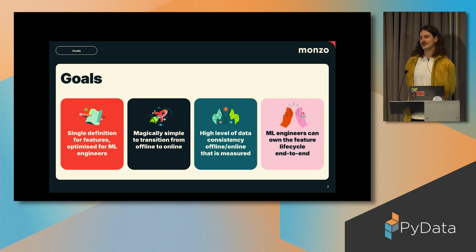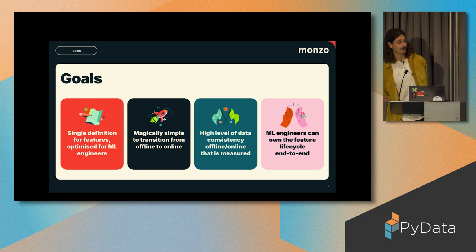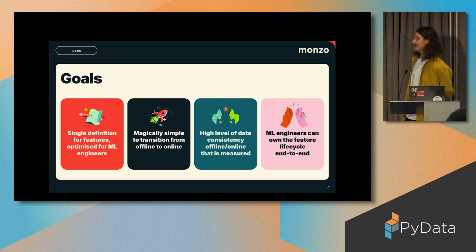And finally, the ML engineers should be able to own the whole thing end to end, right? So they should be able to go from experimentation to evaluation to then actually going out and serving that and owning those features.